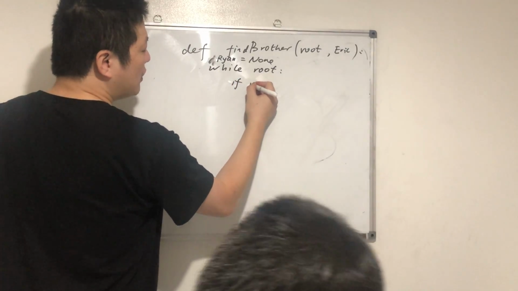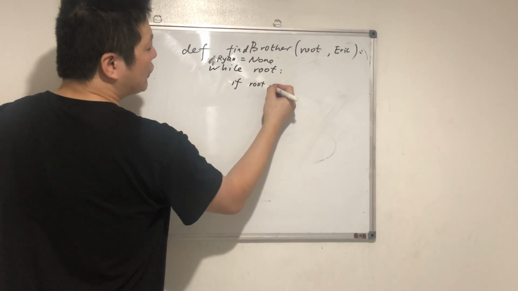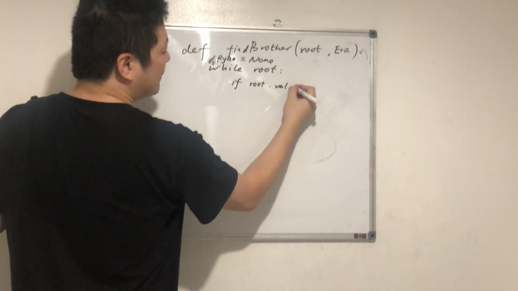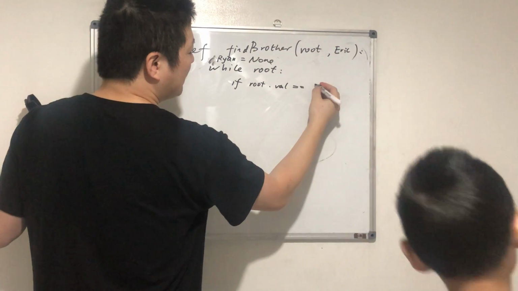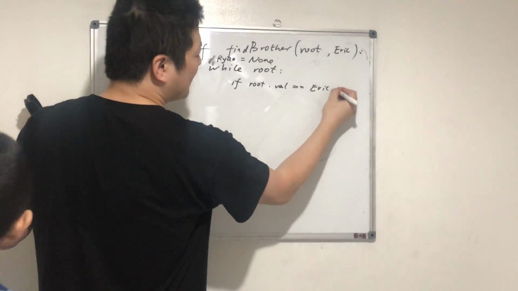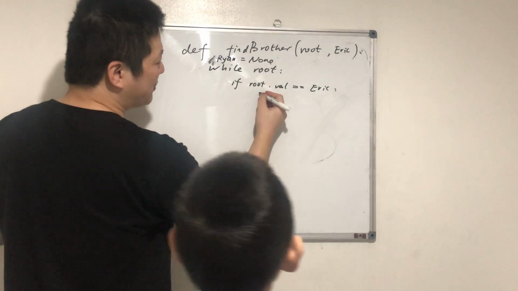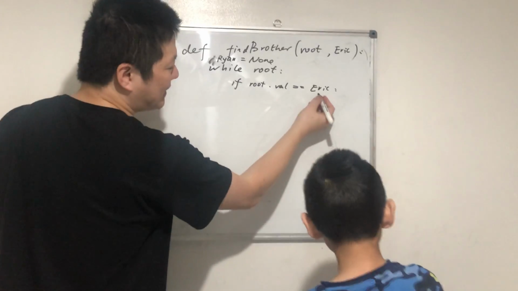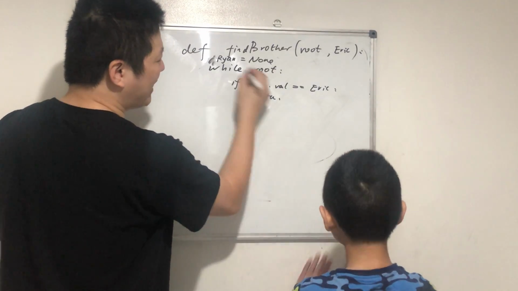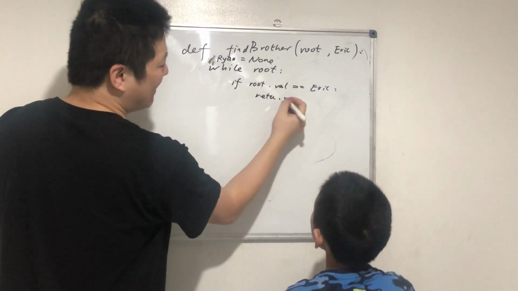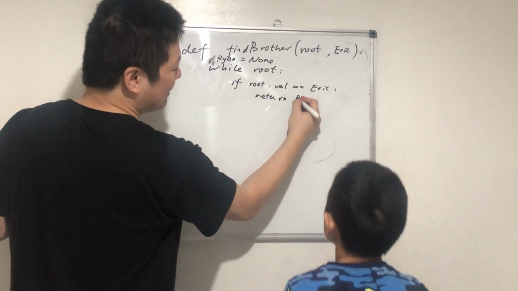If root dot value is Eric, look, it's Eric. And then what should we do? If we found Eric, then we return Ryan, right? Because Ryan is here, right? Does it make sense?